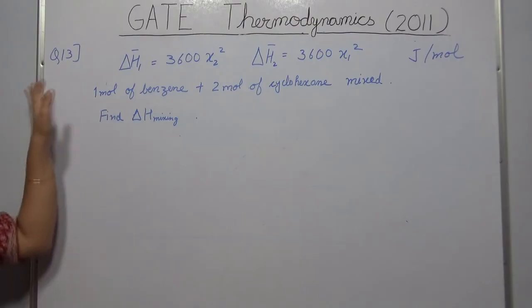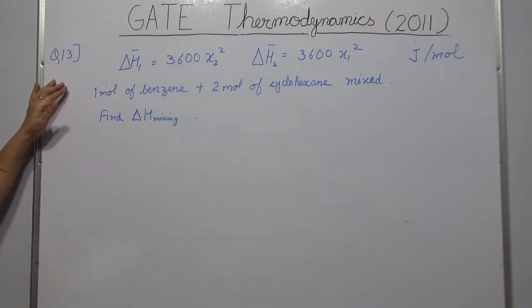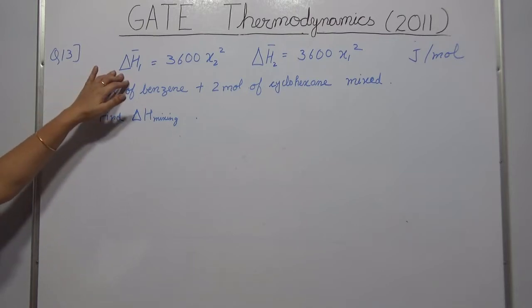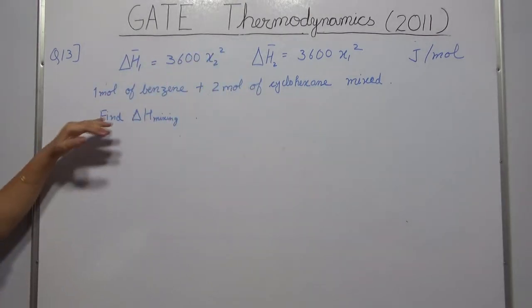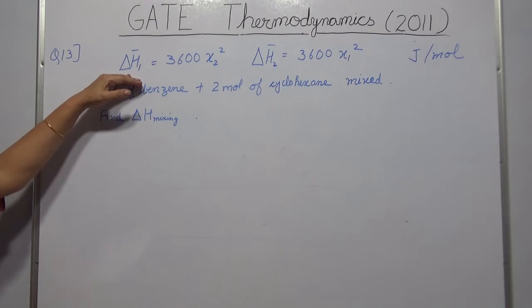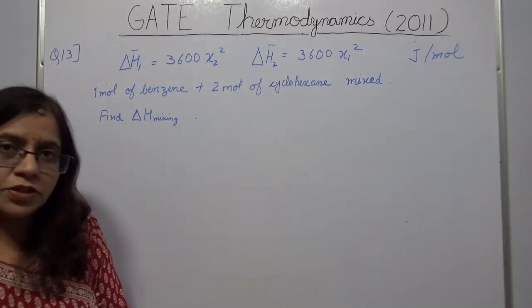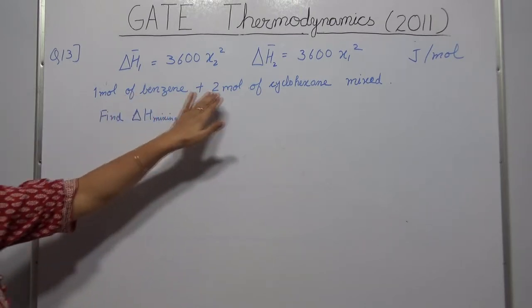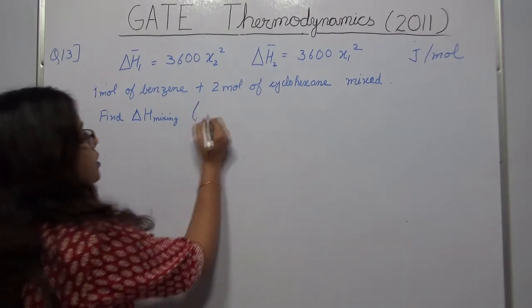The next problem which I am going to take is question number 13. In this, the partial molar enthalpies of mixing in joules per mole are given for benzene, which is component 1, and cyclohexane, which is component 2. These partial molar enthalpies of mixing are given as a function of mole fractions. They have asked you, if 1 mole of benzene is mixed with 2 moles of cyclohexane, then what is the enthalpy change of mixing in joules?